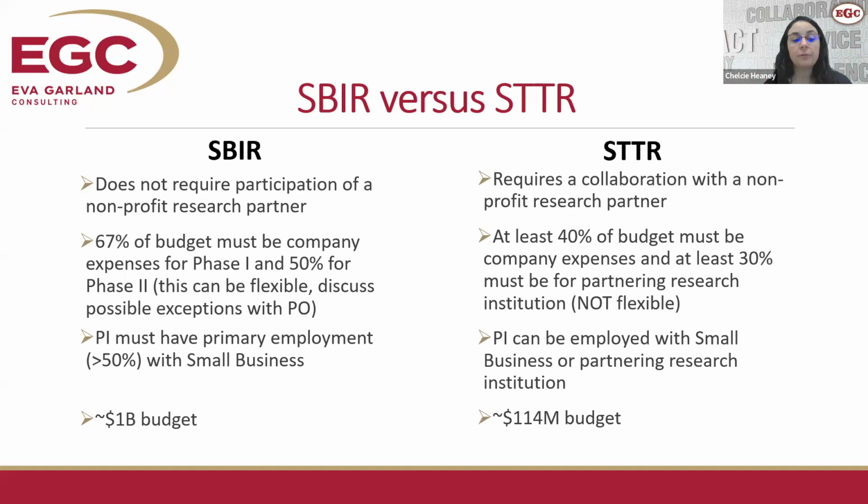And then another difference is how much money, and I should have put NIH here, but at NIH, there's about $1 billion budgeted for SBIR and about 114 million for STTR. There are typically a lot more applications targeting SBIR versus STTR. And so the competitiveness of the two mechanisms really balances out. And so pretty similar in terms of percentage of applications that are funded just based on number received.